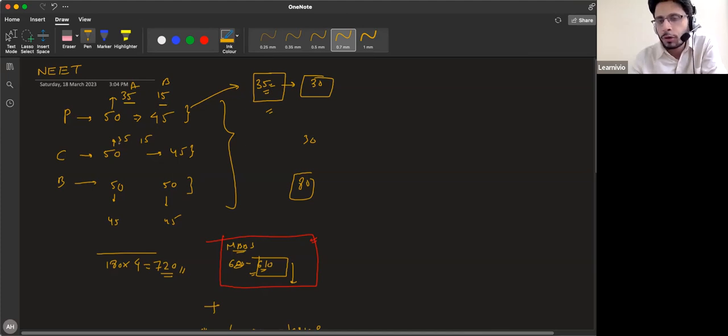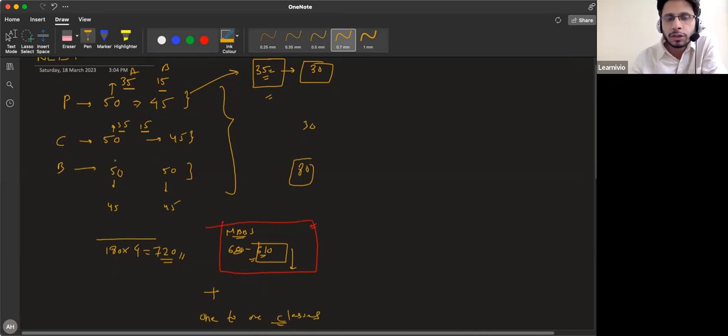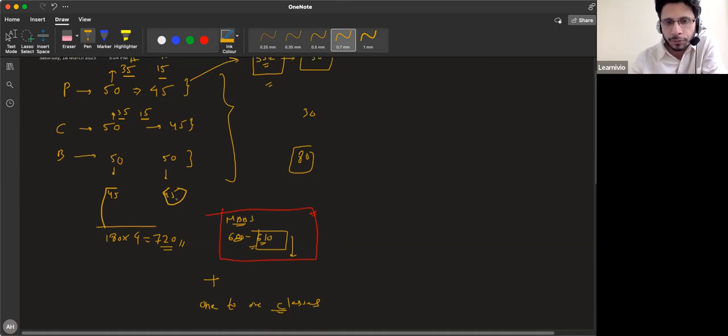Similarly, in chemistry, you have 2 sections. First section has 35 questions. Second section has 15 questions. All these 35 are compulsory. You have to attempt 10 out of these 15. In biology, zoology and botany are 2 sections. Same. Out of 50, you have to attempt 45. This is the current pattern of NEET.